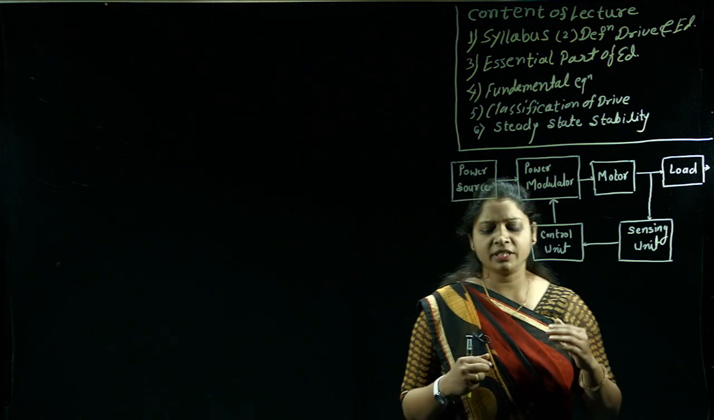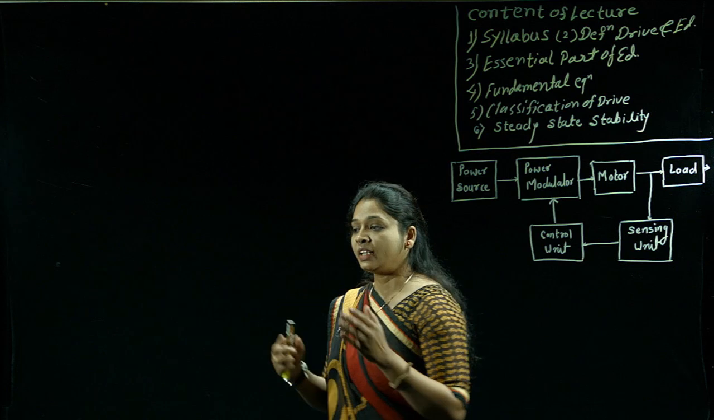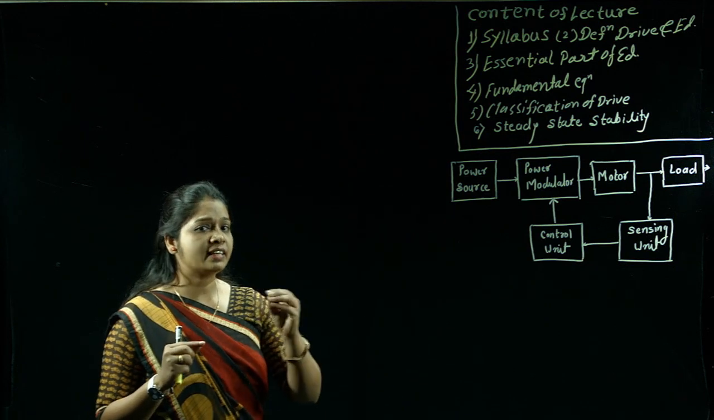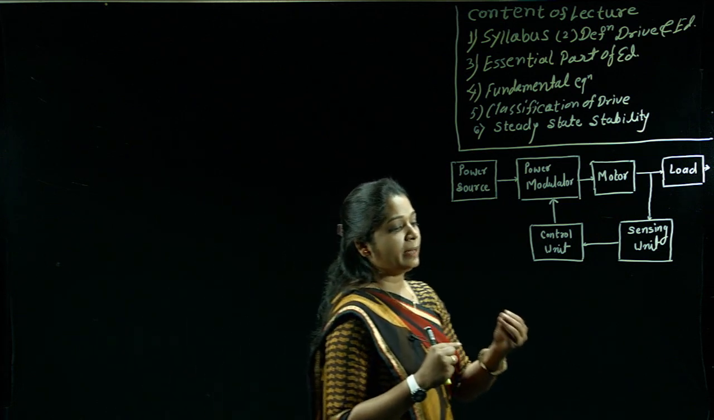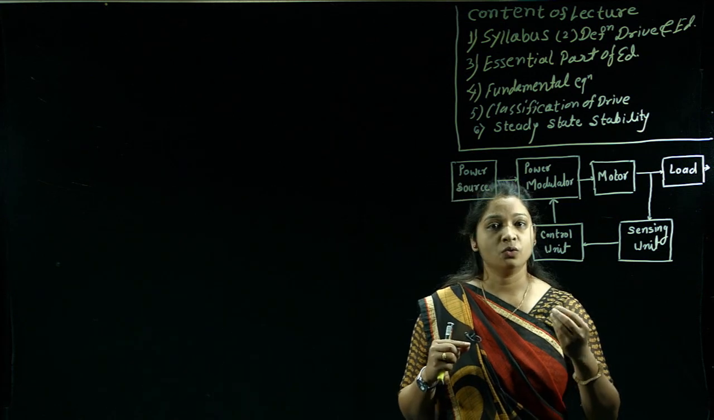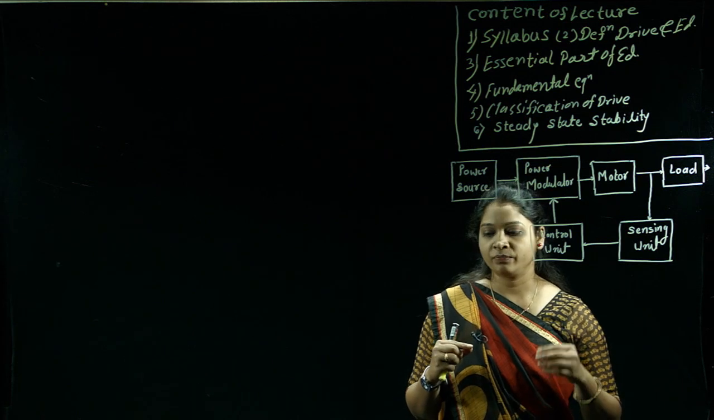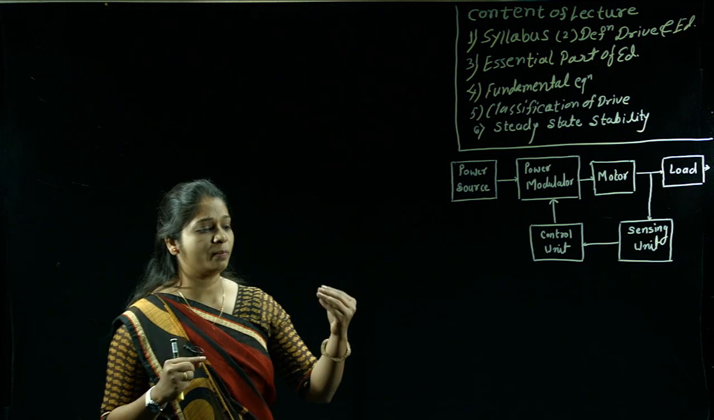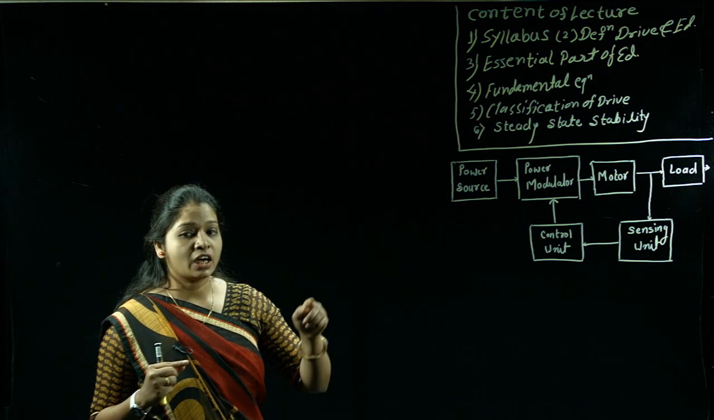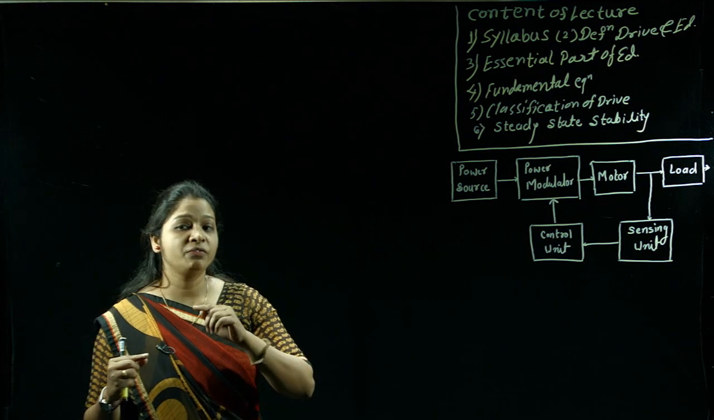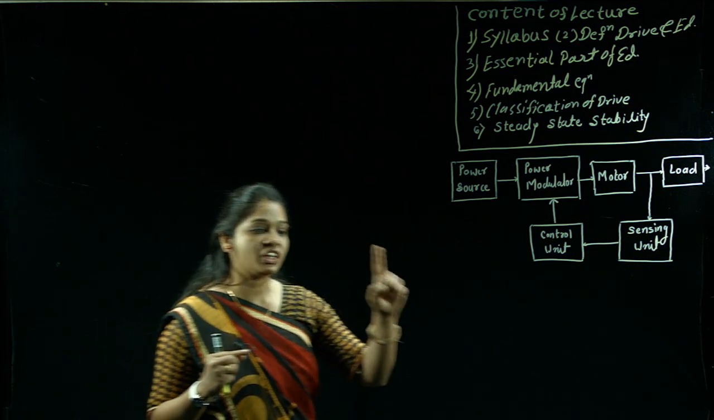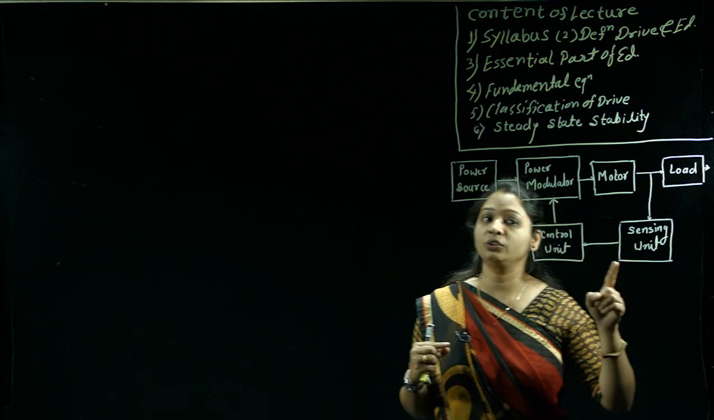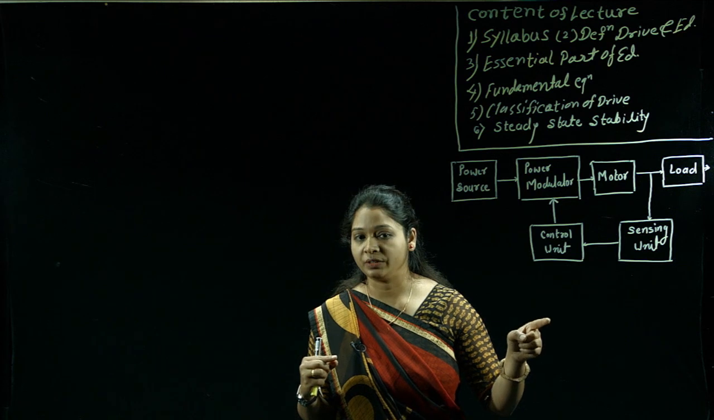For example, the electrical parameters are V, I and phi, and the mechanical parameters are torque, omega and alpha. If you have to control the torque, omega and alpha, you have to change the values of V, I and phi. By changing the value of voltage, current and phi, we can control the torque or angular velocity.